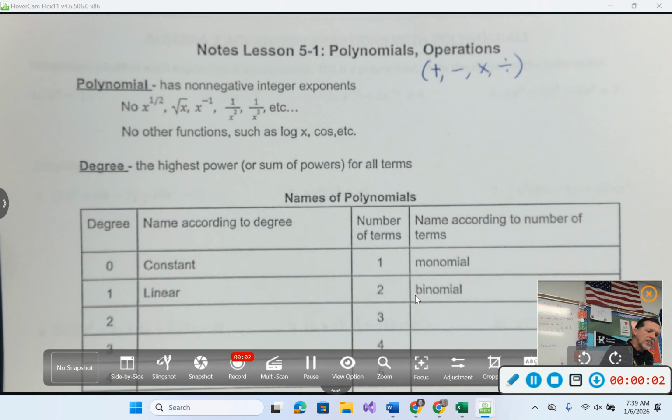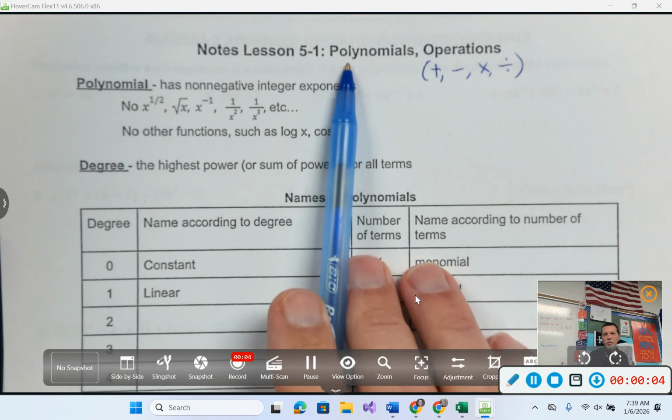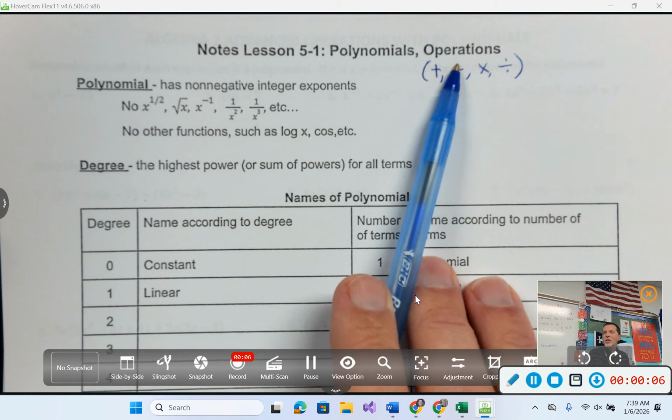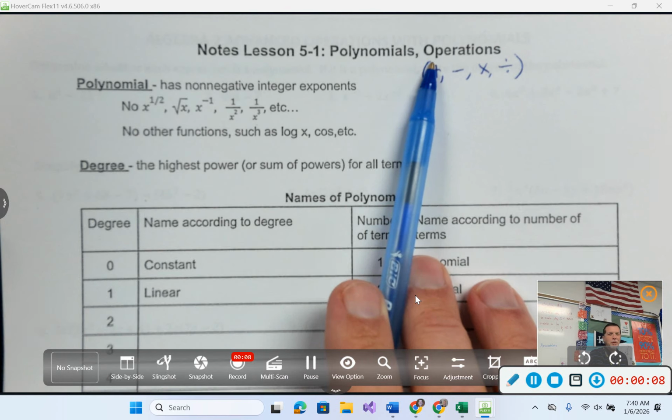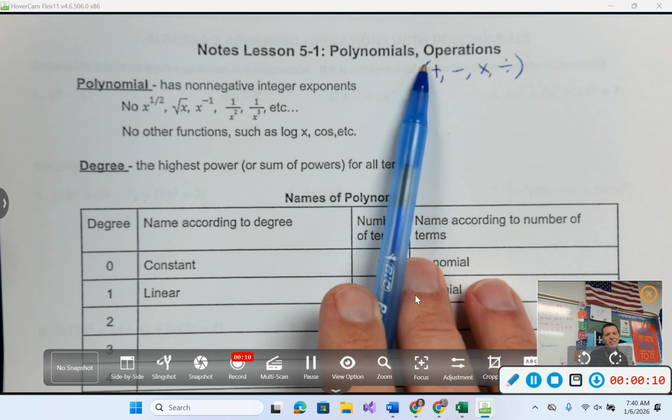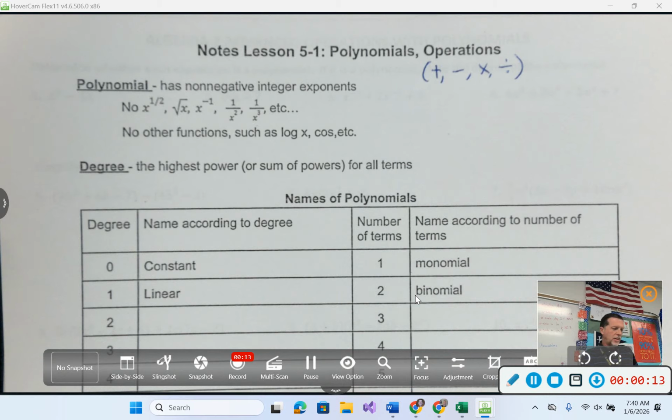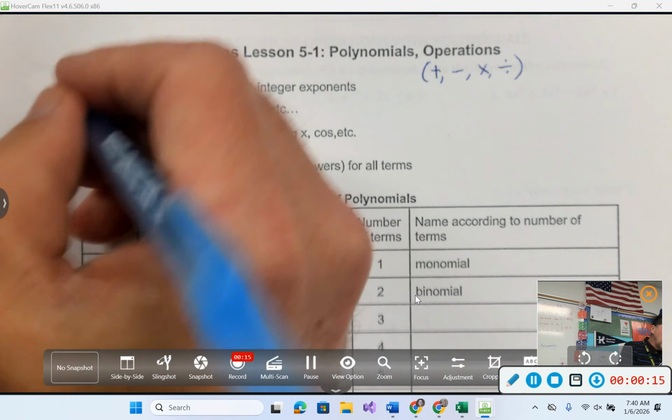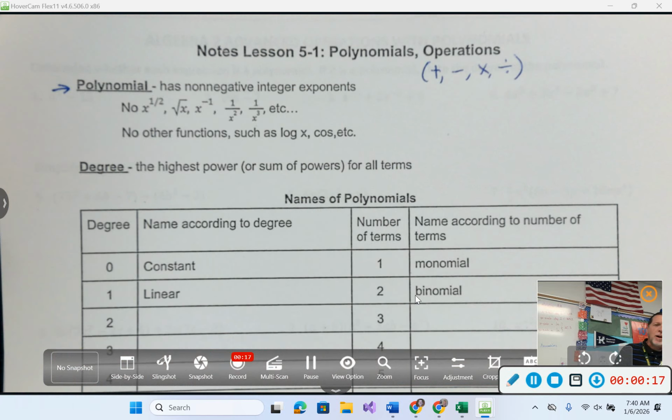Okay, first lesson of the new year, polynomials and operations on polynomials. You kind of know about both of these, and you know about both of these together. So this is not really that difficult. But people do miss some questions about polynomials.